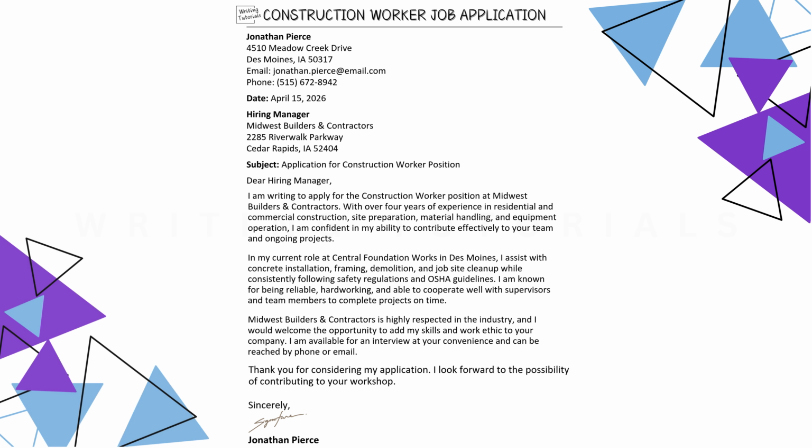Third, make sure your formatting is clean and easy to read. A well-presented letter makes a good first impression. And finally, express genuine interest in the company. Employers value workers who show commitment and enthusiasm. That brings us to the end of this breakdown. With this structure and explanation, you should now be able to create a strong and professional application letter that stands out and increases your chances of getting called for an interview.